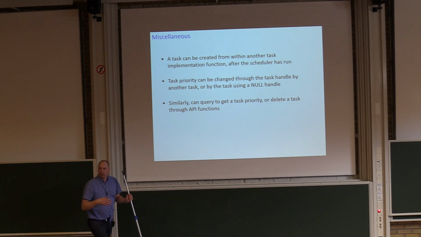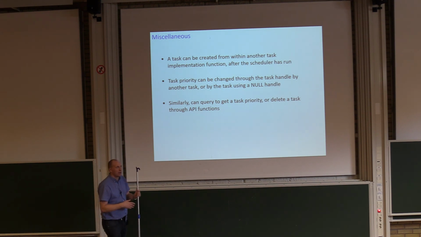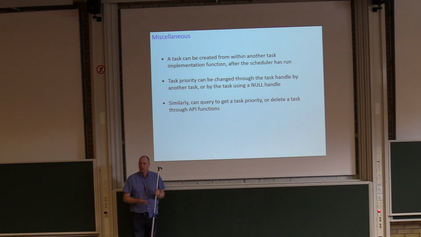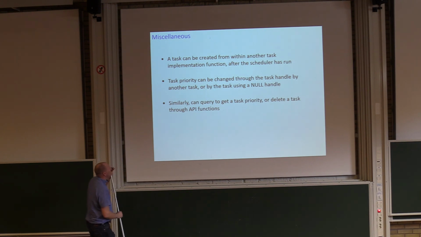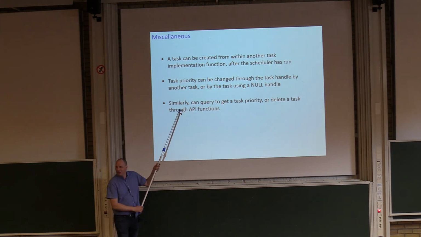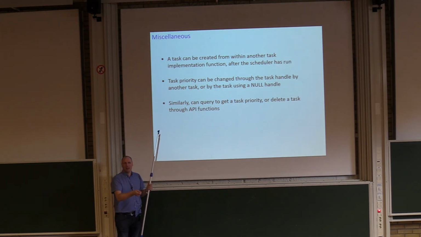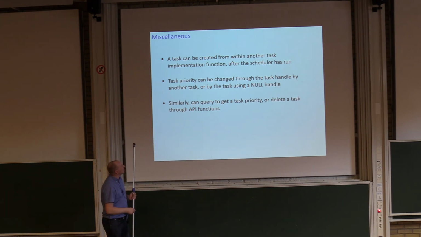Other things: you can have tasks that will create other tasks, for example. So you don't need to know beforehand how many tasks you have. It's something that can change during the execution. And you can also change the priority. So in FreeRTOS, they have functions to change the priority of a task dynamically while it's executing. You can also ask for the priority. Again, you can delete other tasks and suspend them, and so forth.